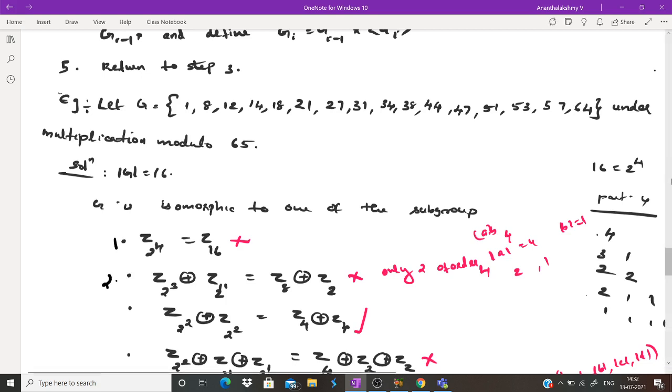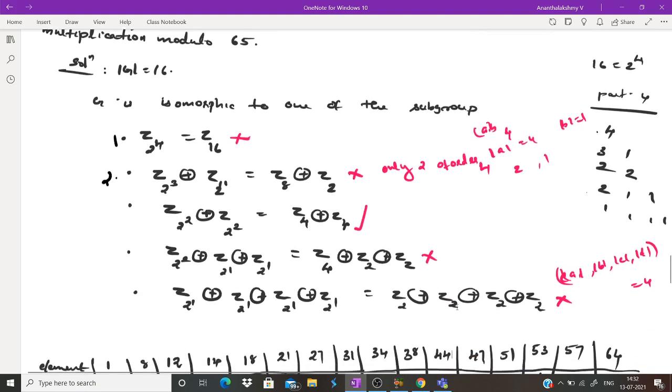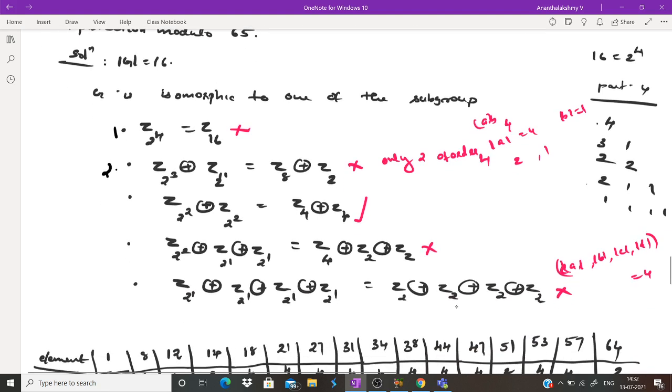Next, the third one is Z2 square, corresponding to the partition 2, 2. Direct sum is Z2 square. Then the fourth one, corresponding to the partition 2, 1, 1, is Z2 square direct sum Z2 raised to 1.